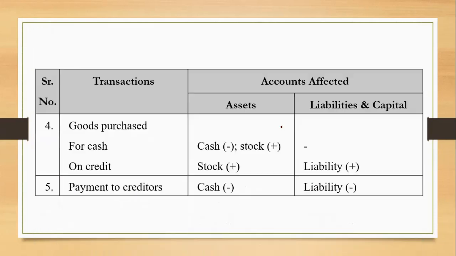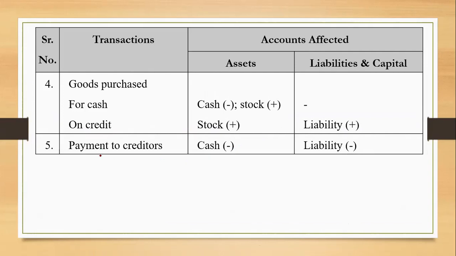Next. Fifth one is payment to creditors. When you talk about payment to creditors, my cash balance reduces, right? And I have made the payment to creditors, so my liability towards creditors reduces.